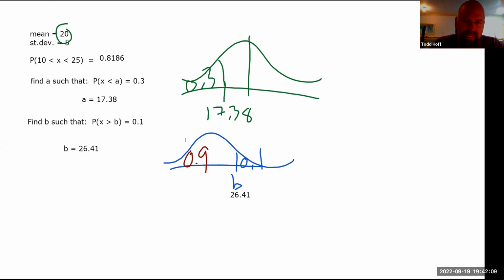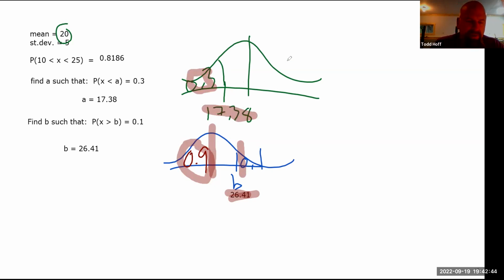Because the peak is so much higher, it's not quite that easy. Like here, since this probability is 0.9, we know that the value is going to be way off over here. So this better not be real close to the mean. The mean would be 20 in the middle. 26 is quite a ways away from the mean. It's more than a standard deviation away. So that makes sense that it would be further away from the mean. Whereas this one of 0.3, that's closer to the middle. So this should be a little bit closer to our mean of 20.